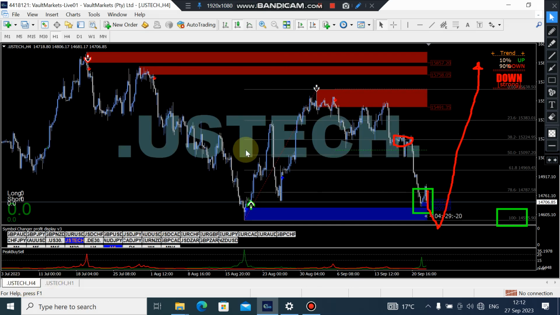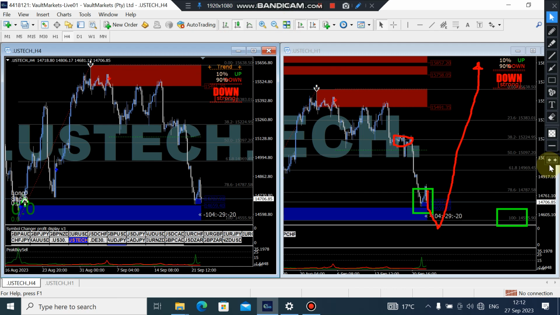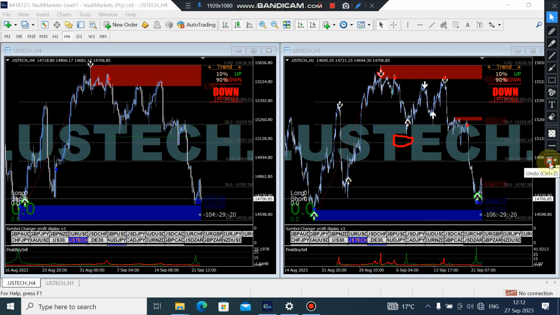We come to H4. Let me open them simultaneously so that you see how we're using this system. Can you see? This is a signal on 1 hour. Already 1 hour told you to buy, but you'd be in a drawdown, because the market is now below your entry. But if you are looking at H4, the signal has not yet been confirmed.